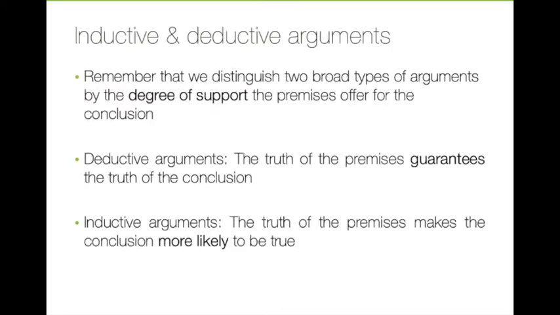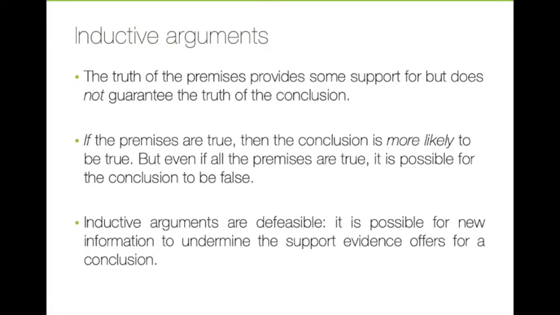Remember from our first lesson that we distinguish between these two broad types of arguments, inductive and deductive, by the degree of support the premises offer for the conclusion. So with deductive arguments, the truth of the premises guarantees the truth of the conclusion, and with inductive arguments, the truth of the premises makes the conclusion more likely to be true. That's the key feature of inductive arguments. If the premises are true, the conclusion is more likely to be true, but the truth of the premises does not guarantee the truth of the conclusion.